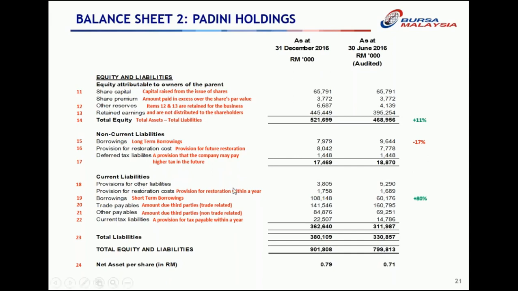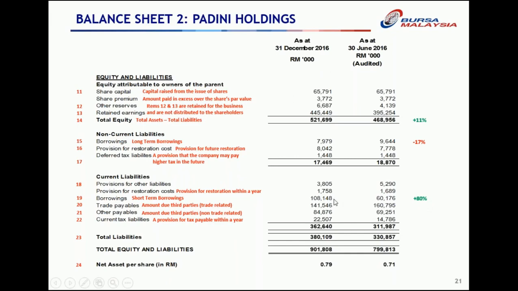Current liabilities. Provision for other liabilities, well, these are a lot of things that the company may have to pay for other parties. Provision for restoration costs. Now, these are the costs that the company would incur for renovation and restoration within the 1 year period. Borrowing, short-term borrowing, you see that short-term borrowing increased by 80% versus last year.